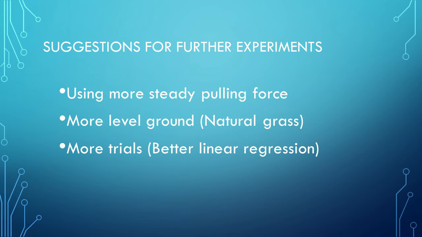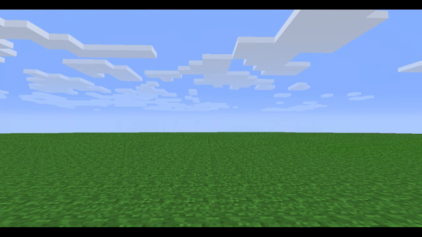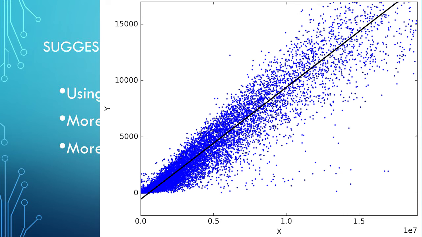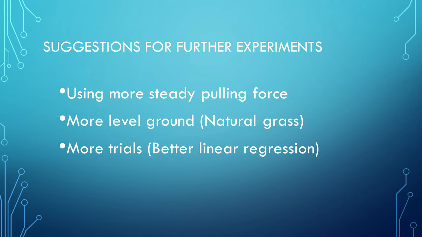Some of the suggestions for further experiments are using a more steady pulling force so that we don't accidentally increase or decrease the normal force of the shoe. Also, doing the trials on a more level ground would let the object have an equal amount of normal force as it travels, as the slope of the ground may determine its normal force. Additionally, more trials would definitely help shape our data better, as this would improve our linear regression and the R-squared value.